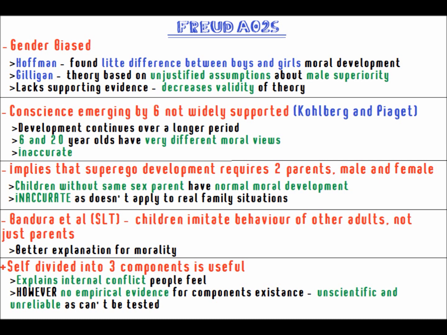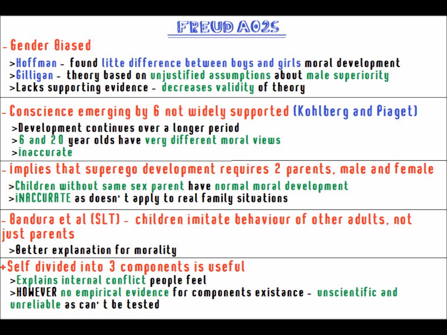Freud also implies that superego development requires two parents, a male and a female. However, children without a same-sex parent have normal moral development. Therefore, it's inaccurate as it doesn't apply to real family situations. Bandura et al. from the social learning theory says that children imitate behavior of other adults, not just parents, which is a better explanation for morality.